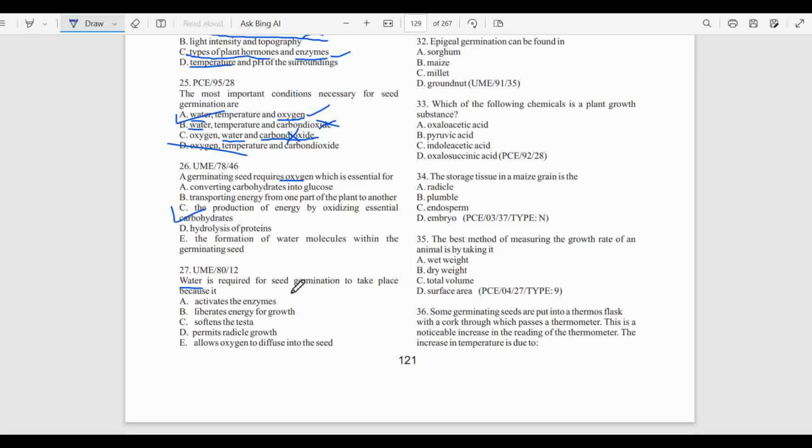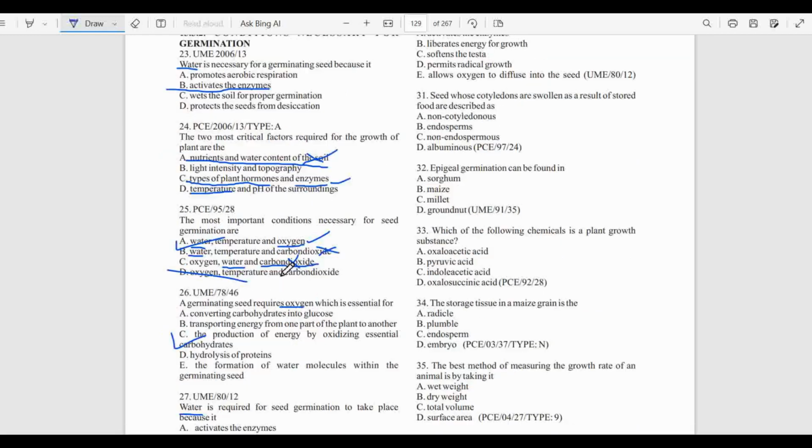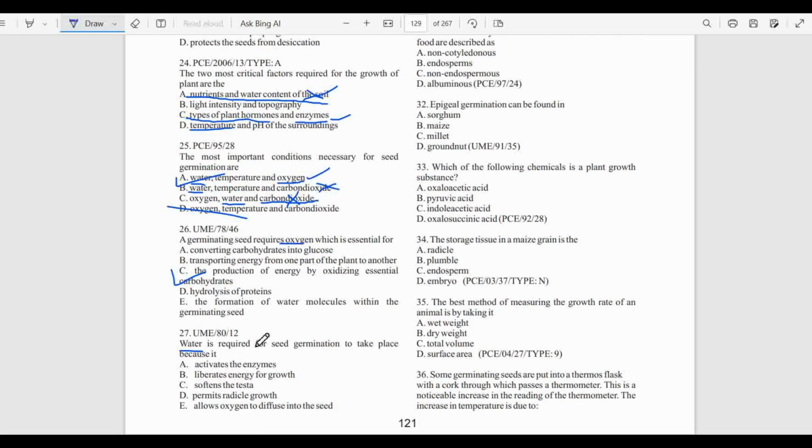So question number 27. Want to take a guess? Activation of enzyme. And that was the same answer when the question was asked here. All right. Activation of enzyme in 2006. The question was first asked in 1980, and I'm sure it's been asked after 2006 several other times. So activation of enzyme is the reason why water is required for germination of seed.